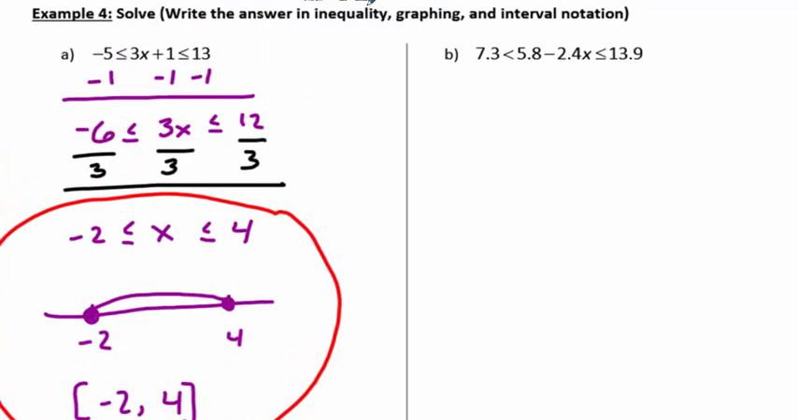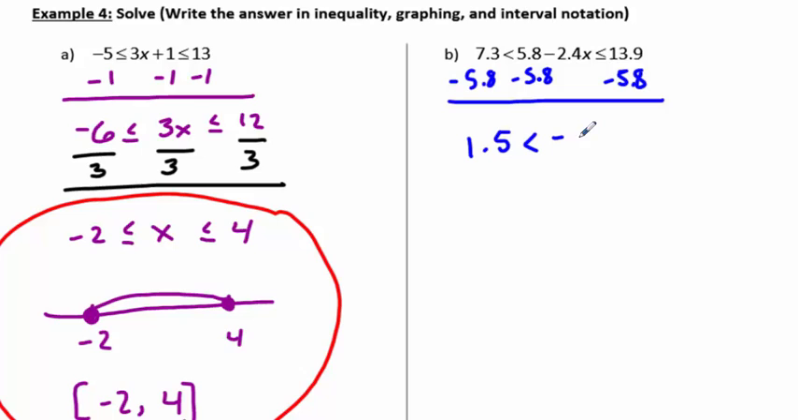All right, and the last example. We're going to do the same thing. We've got a couple negatives, a couple decimals. So let's solve for our x. Our x is here, so we need to subtract 5.8 from all three sides. 7.3 minus 5.8 is 1.5.